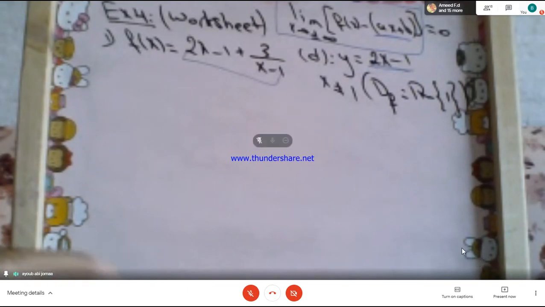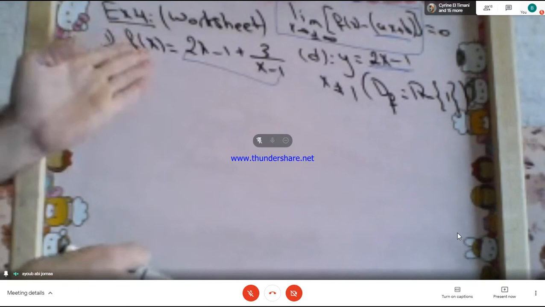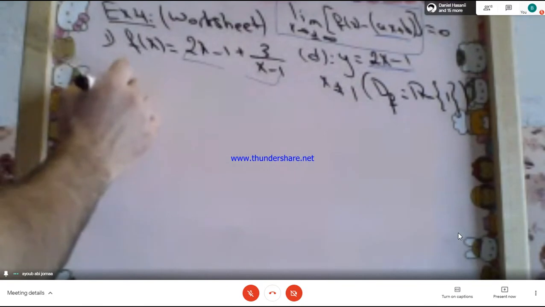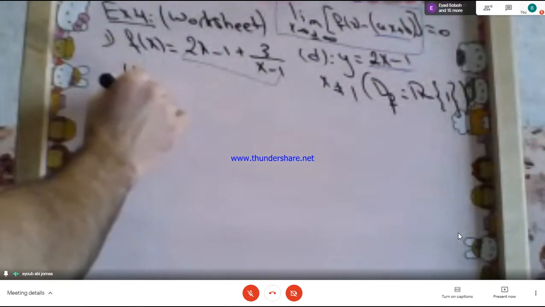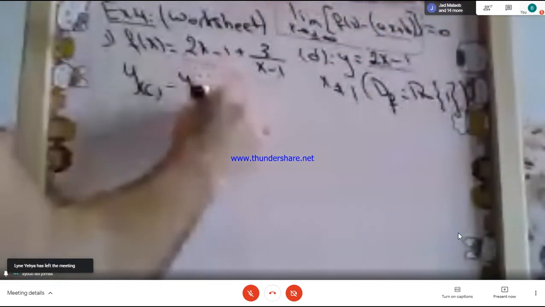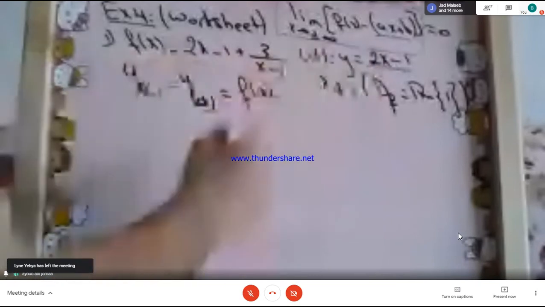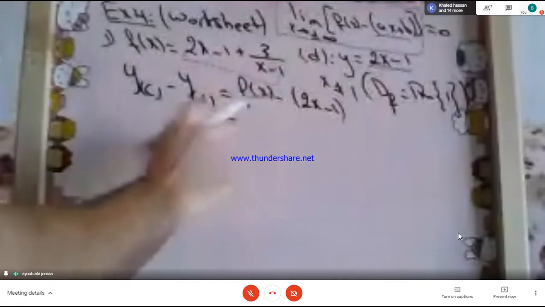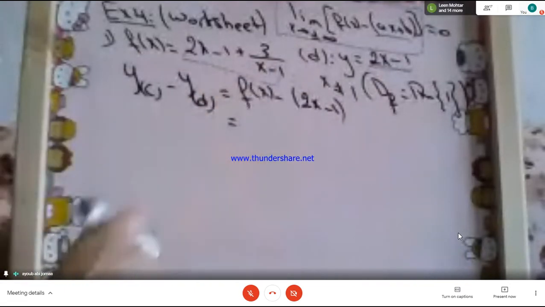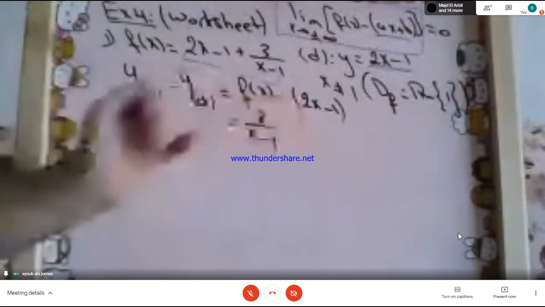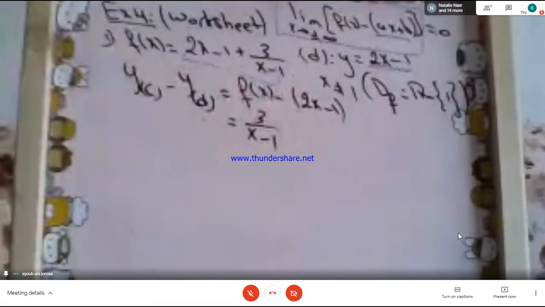In order to determine the relative positions between the graph of f and the straight line, what you have to do is to study the difference, or the sign of yc minus yd. I mean here yc, which is f of x, minus the equation of the line, minus 2x minus 1. In fact, what we studied about the limit: f of x minus the line, which is 3 over x minus 1. We just found it. f of x minus the equation of the line, 3 over x minus 1.